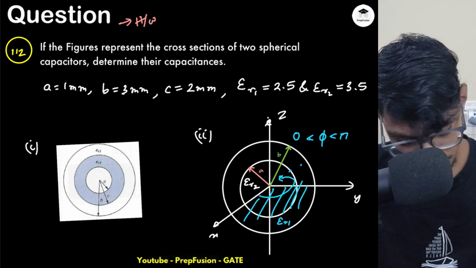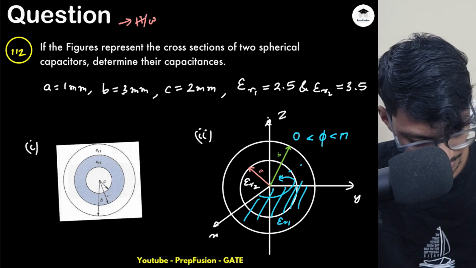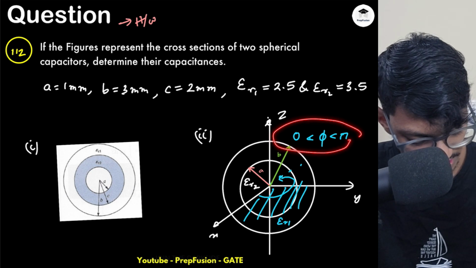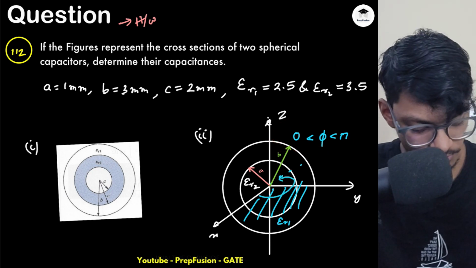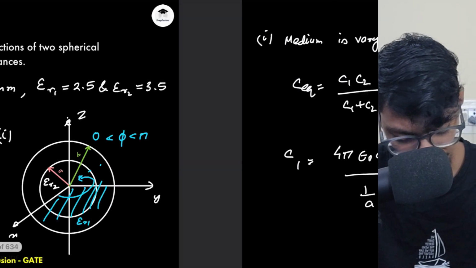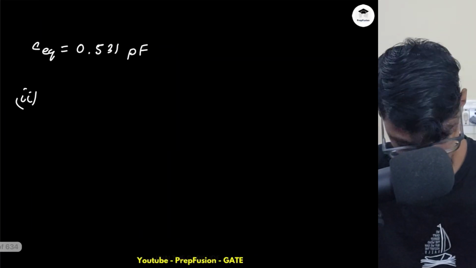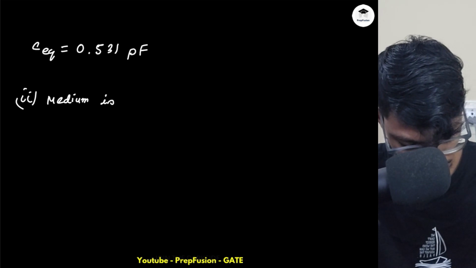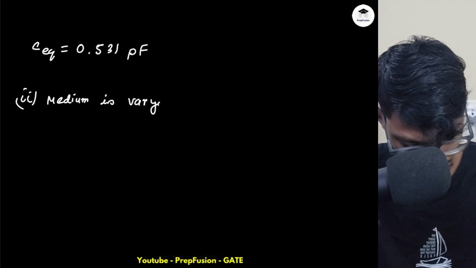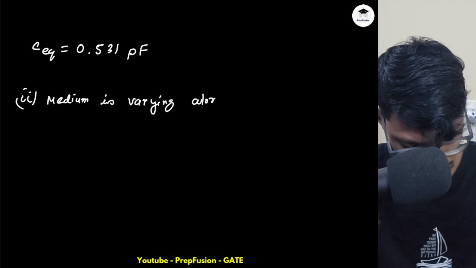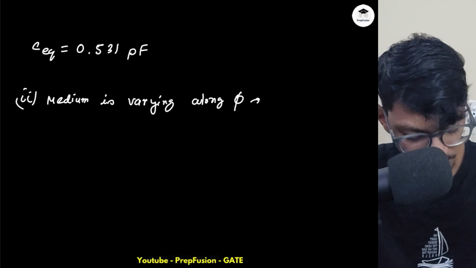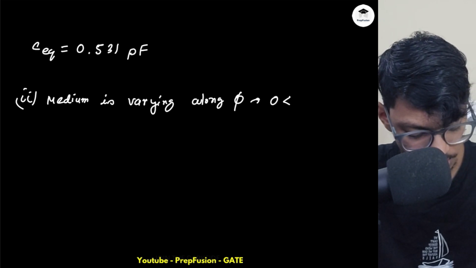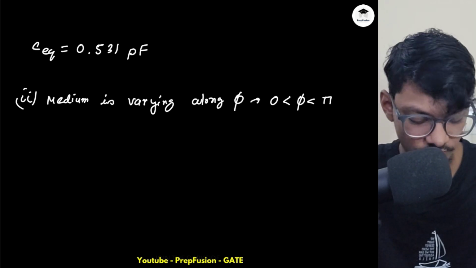So in the second one, I am observing that my medium is varying along what they have given me, right? Phi is varying from 0 to pi. So they have given me that medium is varying along phi. Okay, how does phi vary actually? Phi varies from 0 to 2 pi, but here medium is varying from 0 to pi.